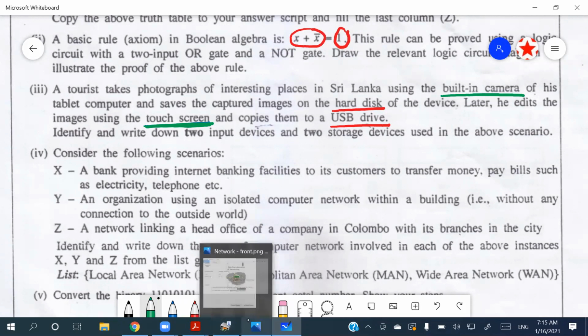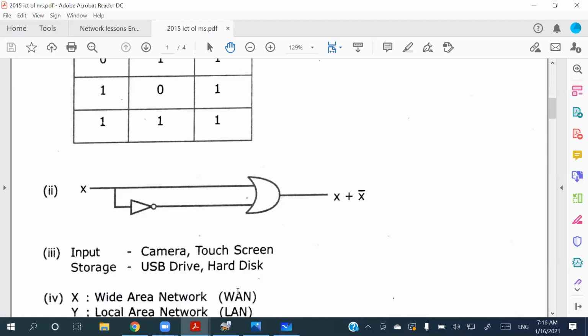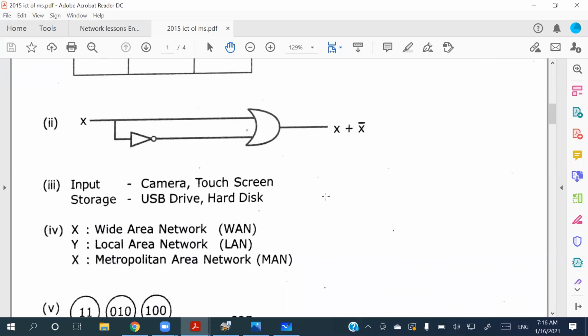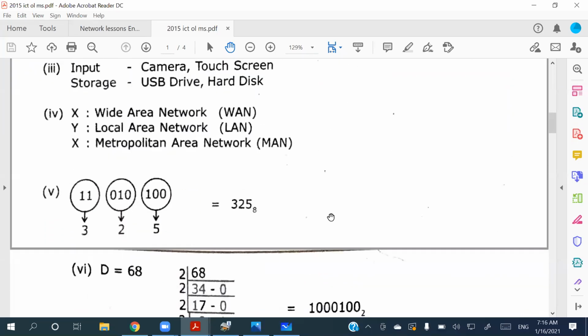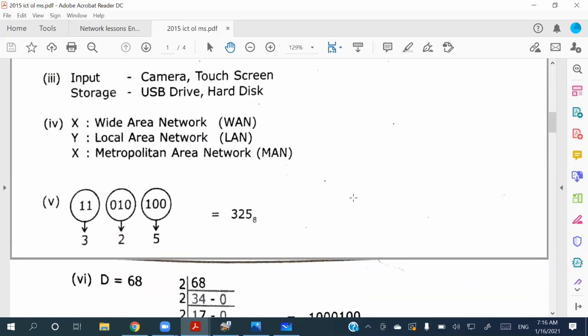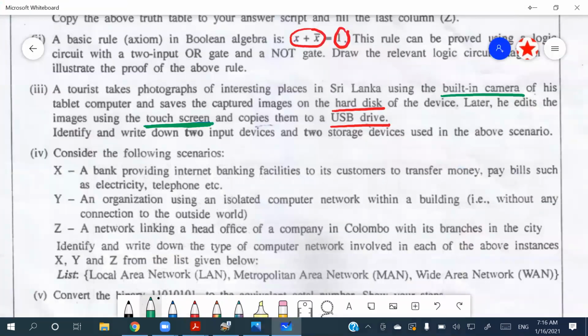So yeah, marking scheme is saying the same. And next one, to identify what's the network type of these particular scenarios or these particular arrangements.